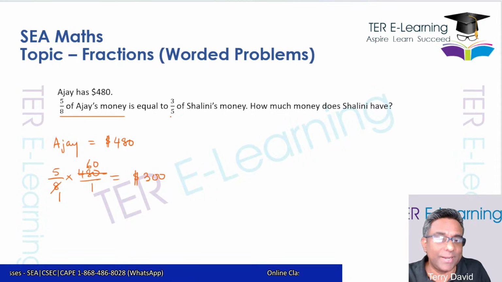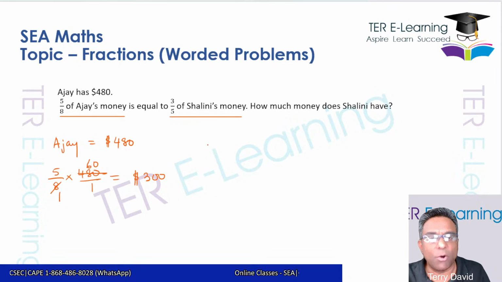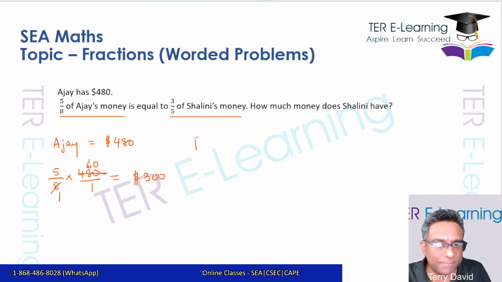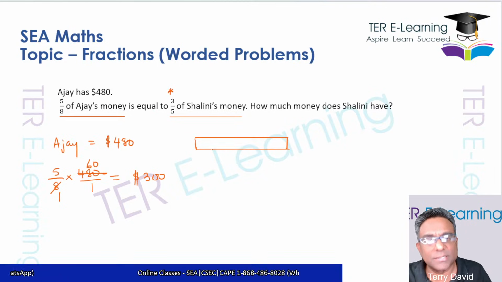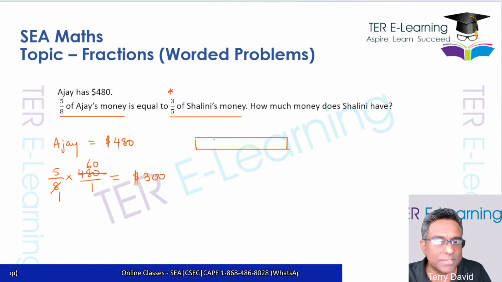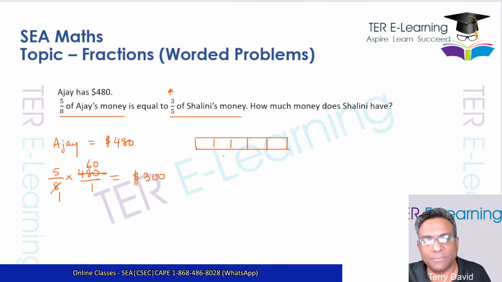Now this amount here is actually equal to 3/5 of Shalini's money. Now I'll show you how to do it quickly here, but visually I want you to understand what we have here. Let's use this rectangle here to represent our whole. And since we are dealing in fifths, let's divide this into 5 equal parts. So these are 5 equal parts here. So every single one of these here represents 1/5.